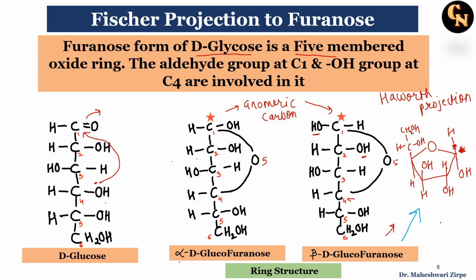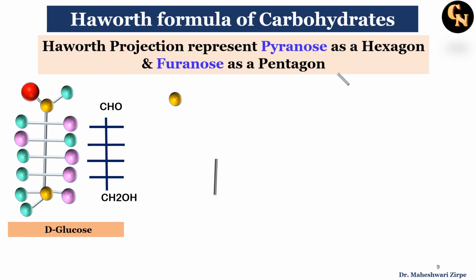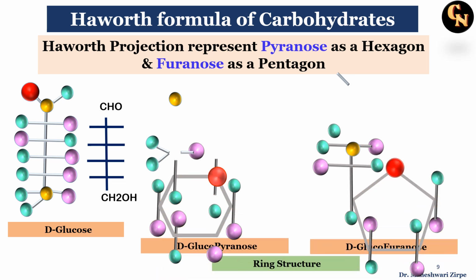I'll just draw the beta only first, because as I've shown with the blue arrow in the video, here it should be OH on the top, which indicates the beta form. So I think this is clear to everyone. We have seen the furanose. Similarly, we can also draw pyranose with a 6-membered ring in the same fashion of Haworth structure. So this is the Haworth projection we are going to show for D-glucose.